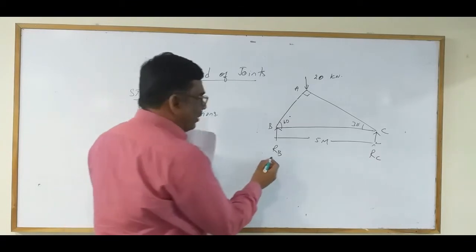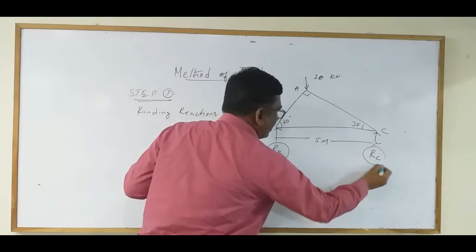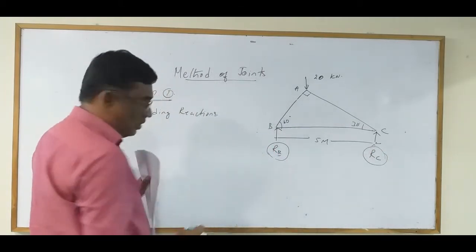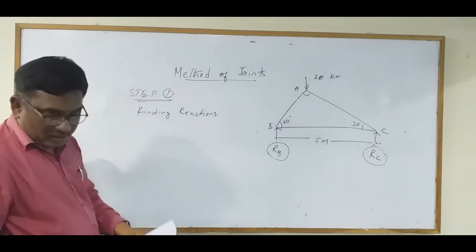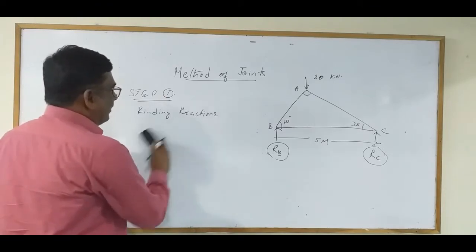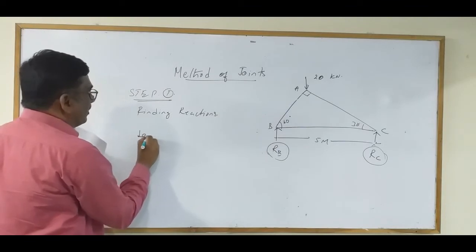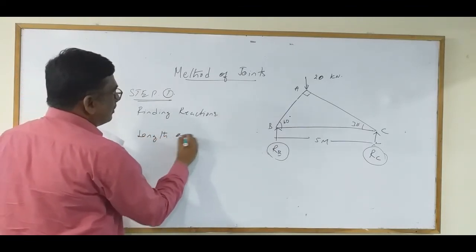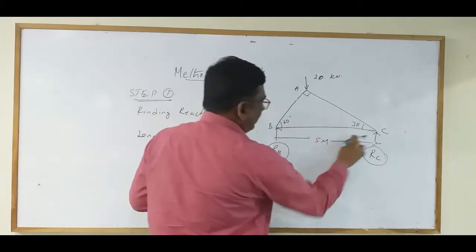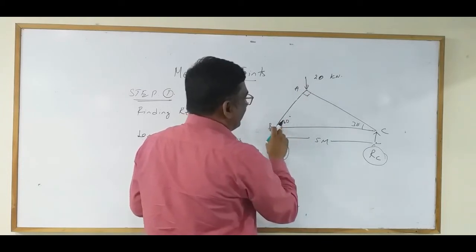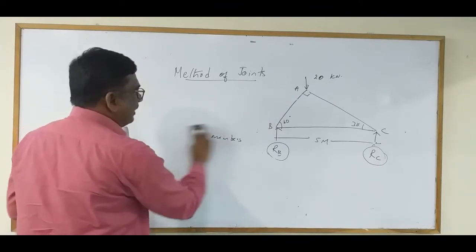Now we have to find out what is the reaction offered here and what is the reaction offered here. So the first step in solving the problem is finding the reactions. In finding out the reactions, you should first know the length of the members. We know the length of member BC is equal to 5 meter. We do not know the length of members AB and AC. Now how do we find out the length of members AB and AC?